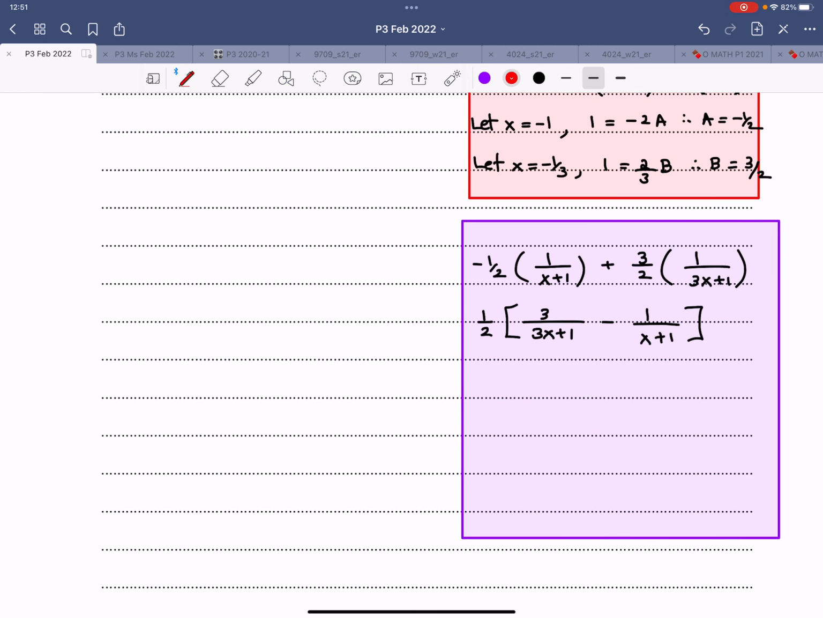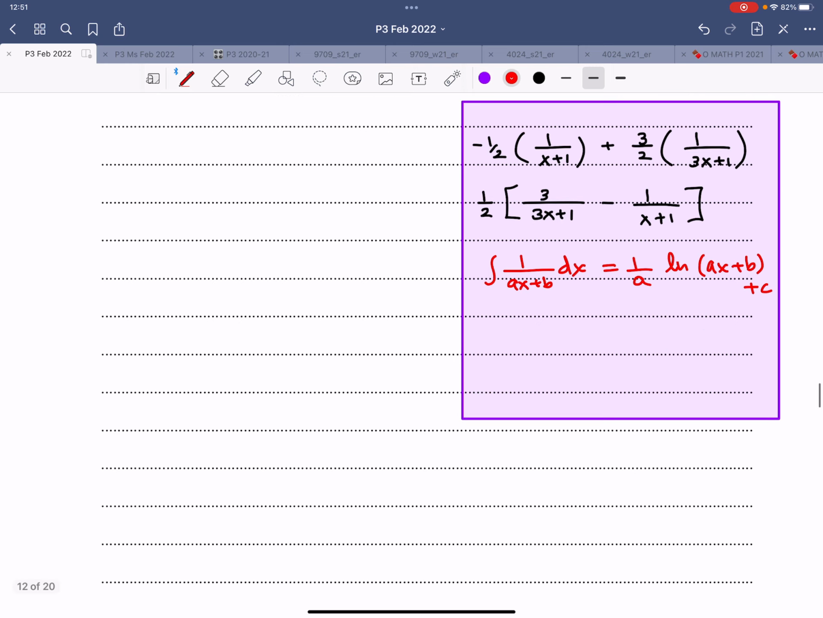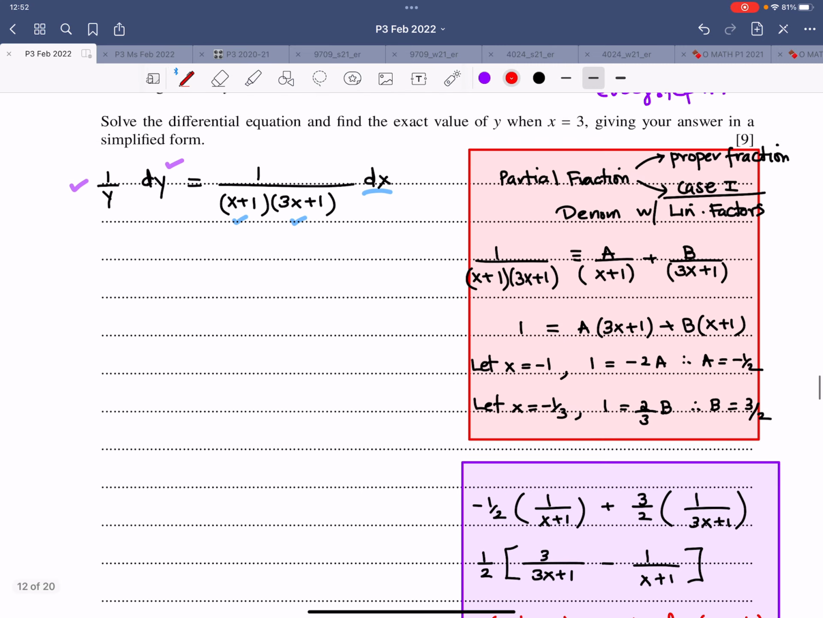What else do I need to tell you? The integral of 1 over ax plus b dx is 1 over a ln of ax plus b plus a constant of integration c. Similarly, if the numerator is the derivative of denominator, listen to me once again. If the numerator is the derivative of denominator, then the integral is ln of denominator plus a constant of integration c.